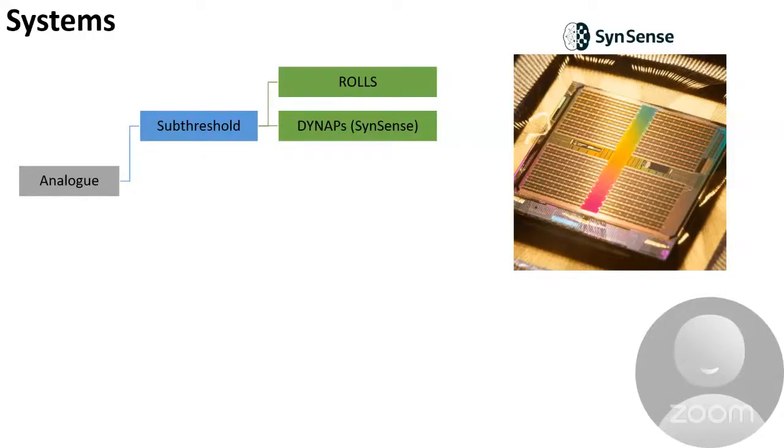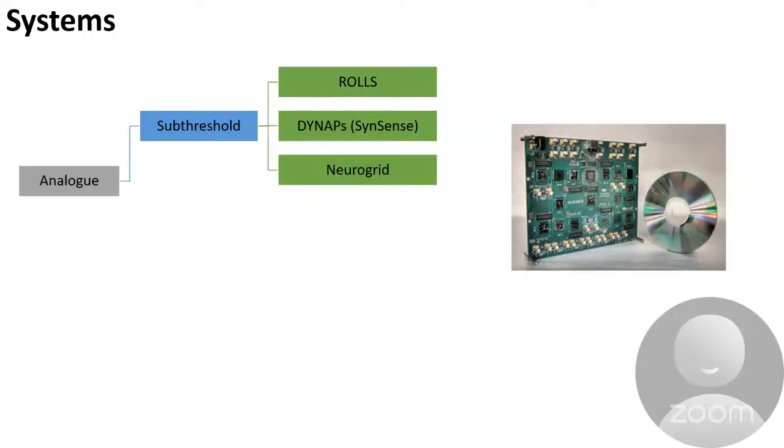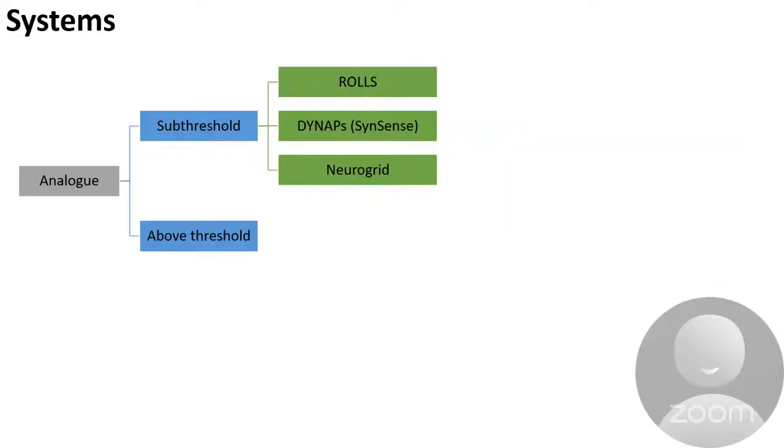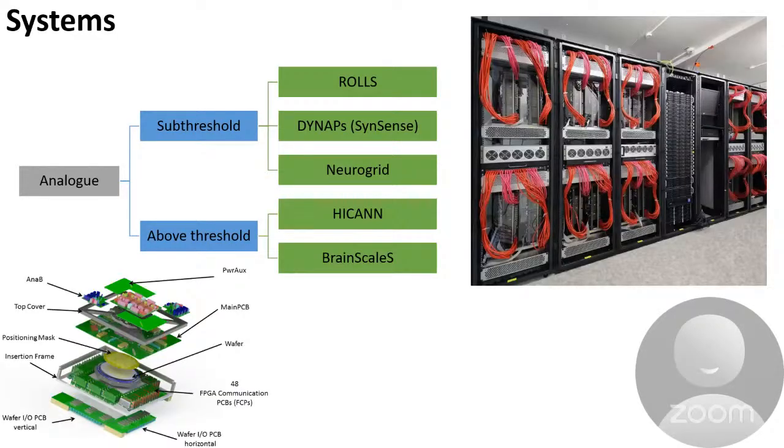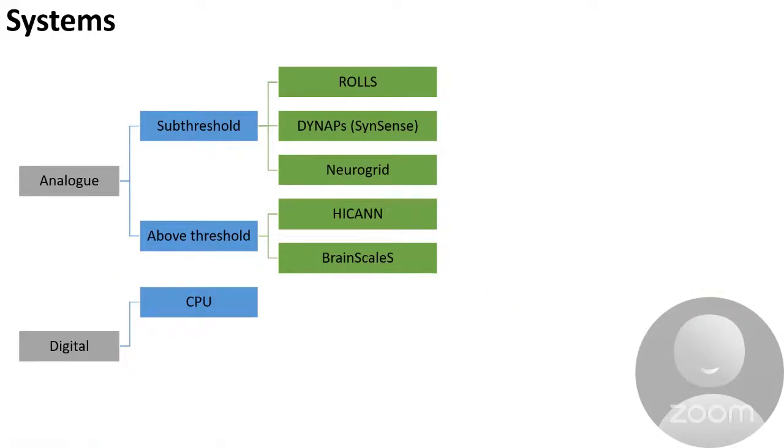And similarly you have chips like Neurogrid, which has millions of neurons, but the synaptic weights are stored off chip. You have other chips which are working above threshold, so analog above threshold, and then you have IFAT and BrainScaleS. So these are some of the neuromorphic chips which are there.